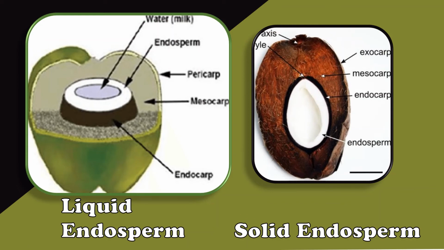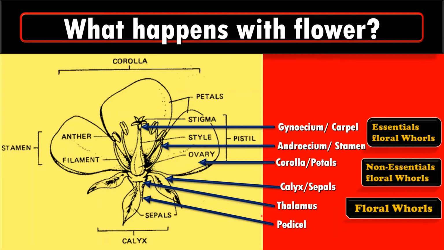Now this is the structure of a flower. What happens with the flower after fertilization? So the parts such as calyx, corolla and androecium fall off or wither away.